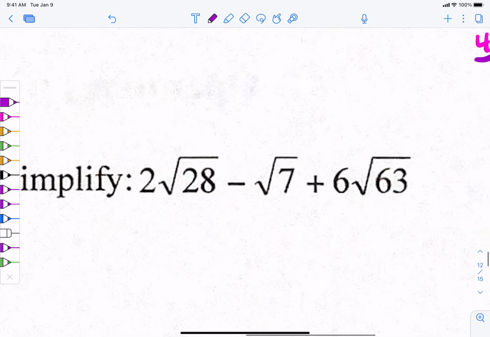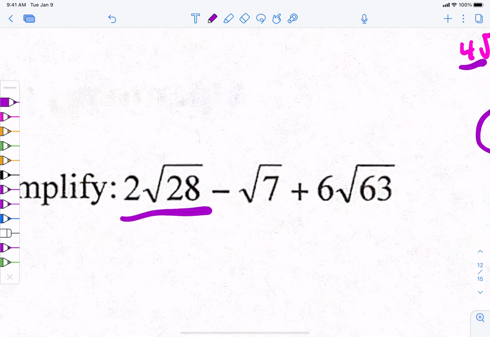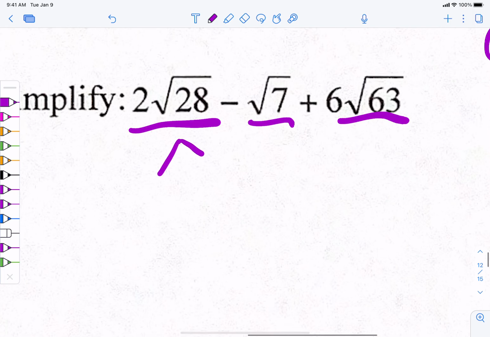Three. Too many. Okay, you can only add them together if they have the same thing underneath the square root. So one of the square roots is 28, one is 7, one is 63. You can break them down, except for the 7 in the middle. So let's break down 28.